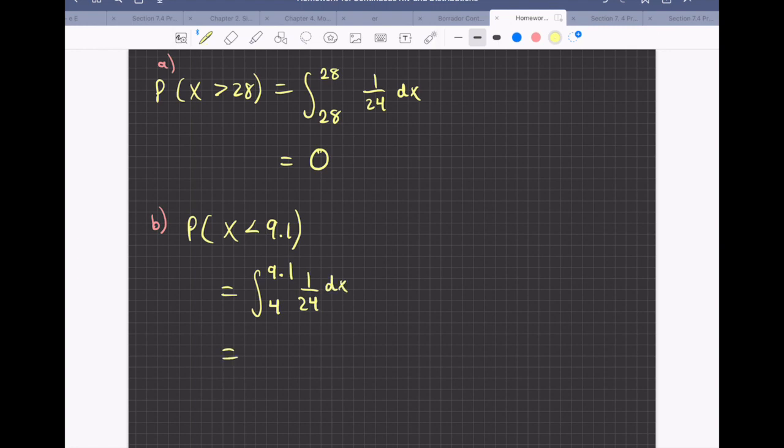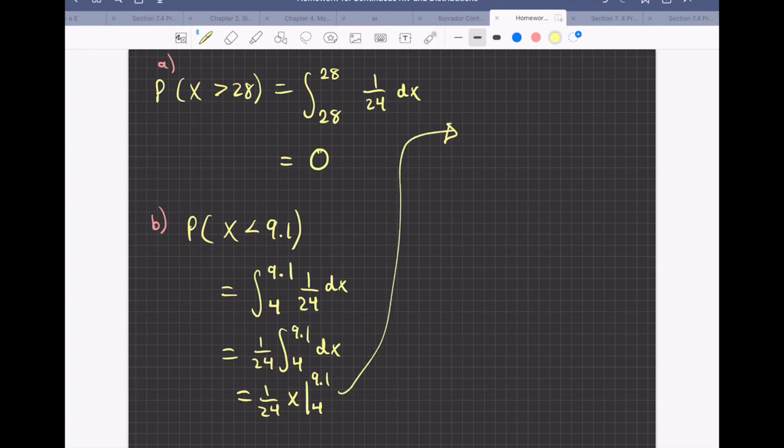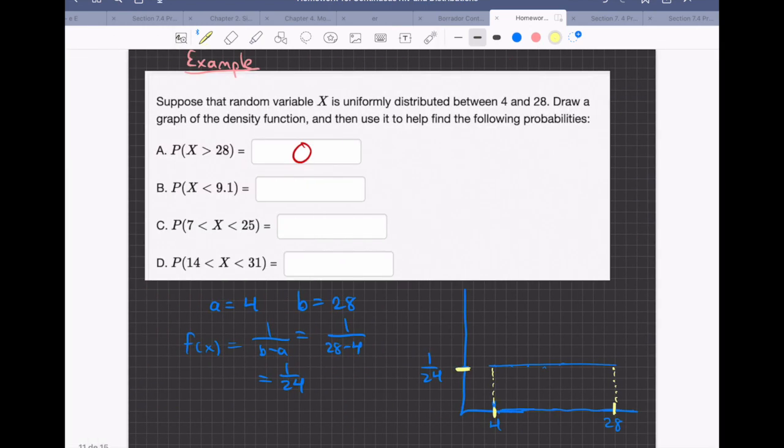And this 1 over 24 is a constant, so it's 1 over 24 times the integral of dx from 4 up to 9.1. And this is 1 over 24 times x evaluated from 4 up to 9.1. But this is only 1 over 24 times 9.1 minus 4. And this is 5.1 over 24, which in decimals is exactly 0.2125. So that should be the answer we have there.